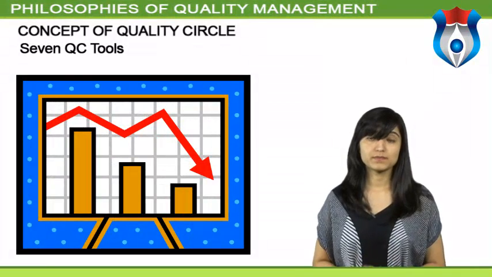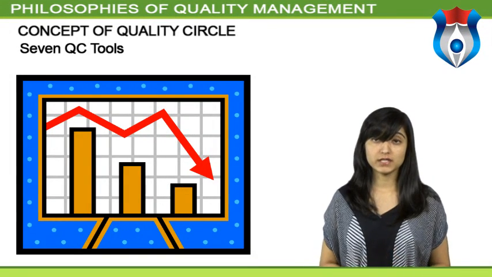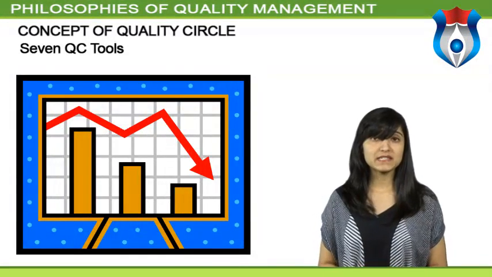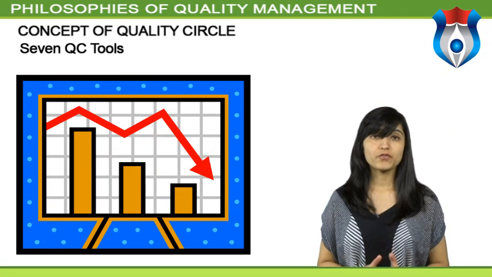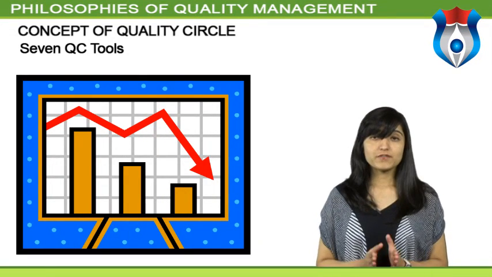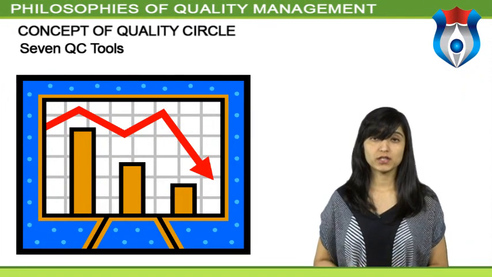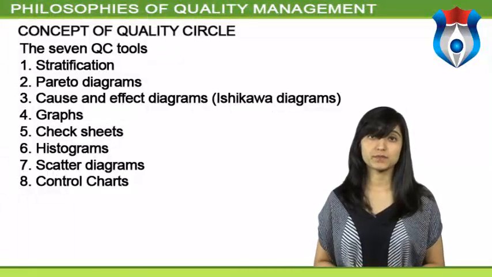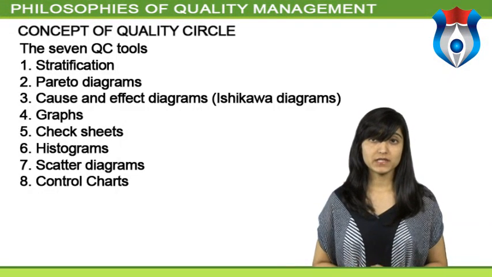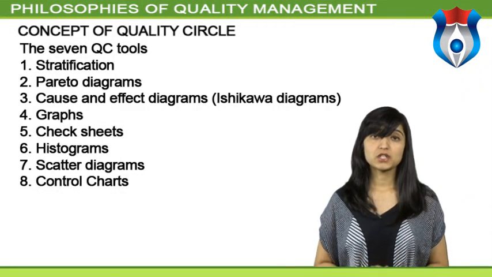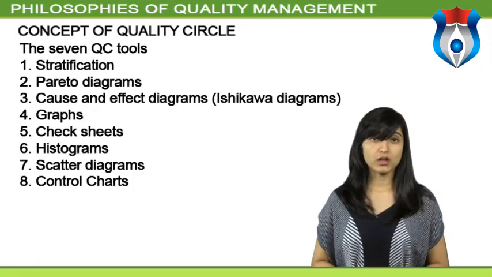7 QC tools. The 7 QC tools are used to collect, summarize and analyze data, quantitative and qualitative. Whereas basic techniques such as brainstorming, the why approach, affinity diagrams, 5S, 3MU, 5W1H and 4ME are used to assist members to think creatively. The 7 QC tools: stratification, Pareto diagrams, cause and effect diagrams, Ishikawa diagrams, graphs, check sheets, histograms, scatter diagrams, control charts.